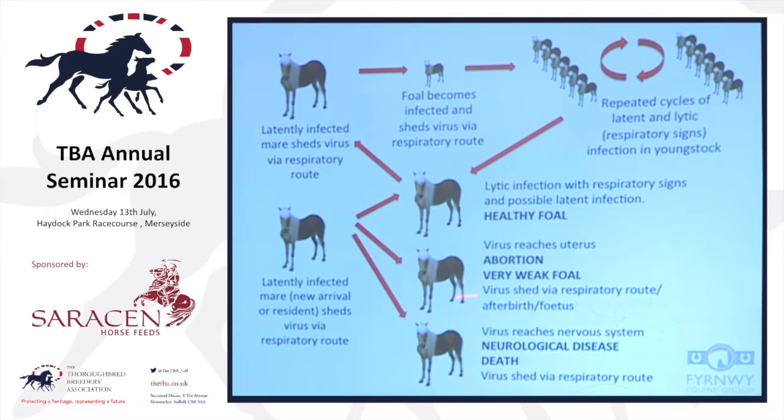Or option B is a very weak foal. It's born with herpes, which will die. There is absolutely nothing you can do about that. You can try as hard as you can, but these foals will all die. And in the meantime, these mares will all probably shed a little bit of virus via the respiratory tract. In the case of these two, we all know the foal, the placenta, the afterbirth, everything's highly infectious.